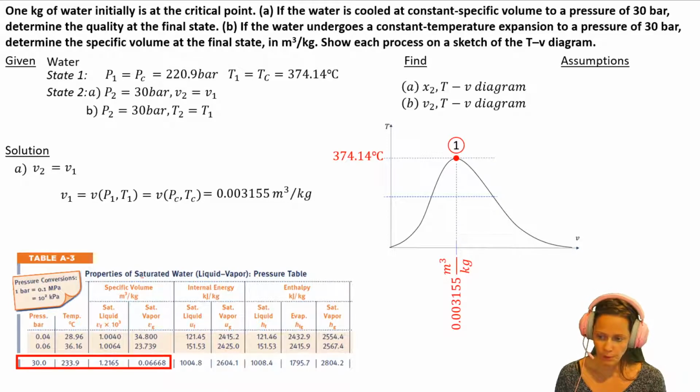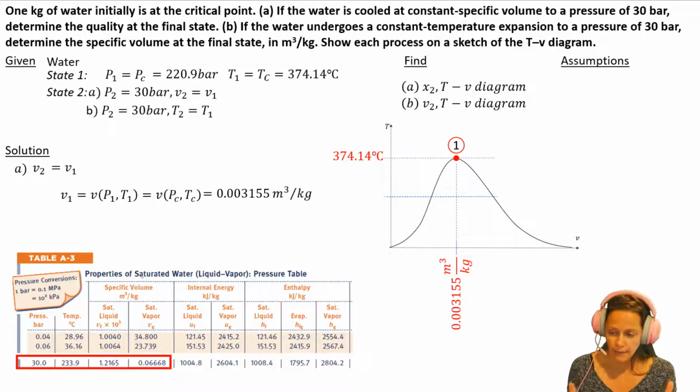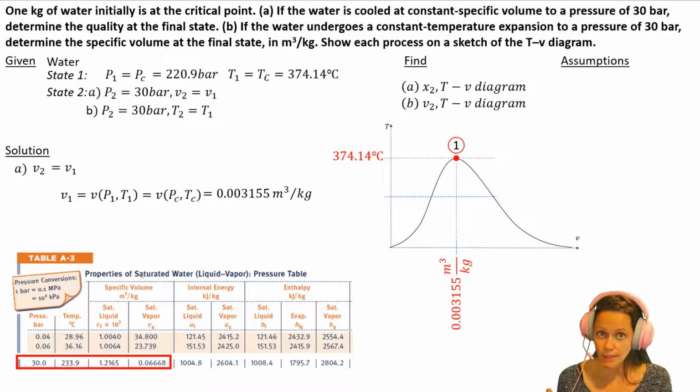So at 30 bar, I go to my saturated tables to see what phase I'm in. Is it two-phase? Is it superheated? Is it compressed? If that specific volume is between V sub F and V sub G, then I know it's saturated. I know it's two-phase. So my specific volume at state 2 is 0.003155 meters cubed per kilogram, and it is between the V sub F and the V sub G value.